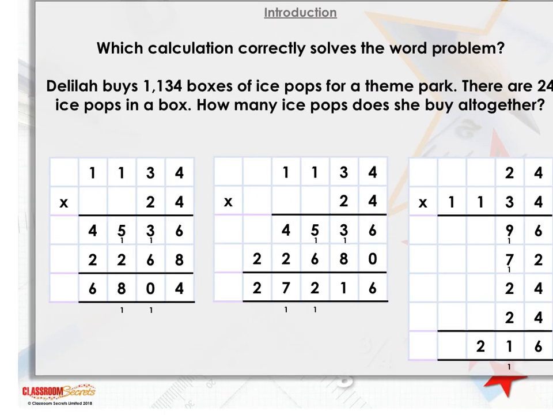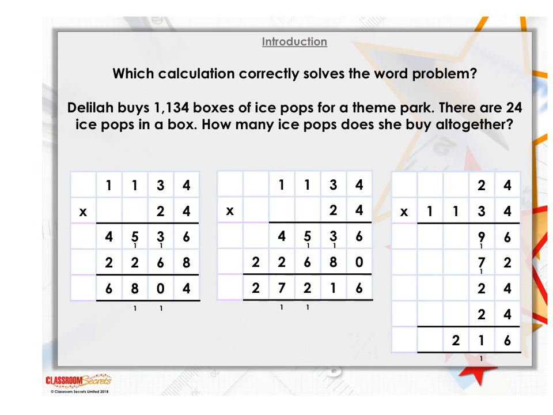So, first question is asking us, which calculation correctly solves the word problem? Delilah buys 1,134 boxes of ice pops for a theme park. There are 24 ice pops in a box. How many ice pops does she buy altogether? So we need to be looking at which question answers this. Which one answers it correctly? So person A, person B, or person C. Who has answered the question correctly?